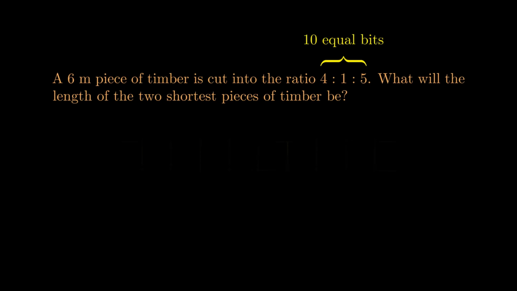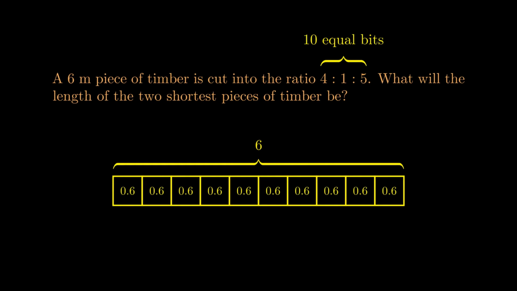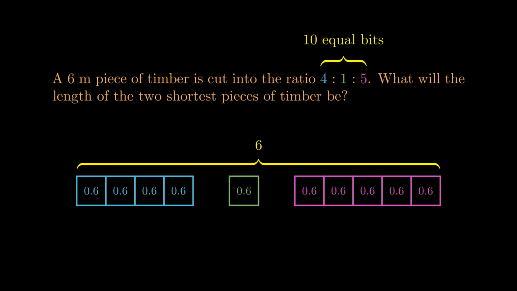So let's just start by having 10 equal bits already to begin with, okay, and then we'll split them off later on. We know the whole thing is 6 meters long, so we can put that there. And dividing the whole 6 meters by 10 means that each little bit is going to be 0.6 meters. Now, the ratio we're targeting is 4:1:5, and so we should split off the bits like that. All right, we have 4 blue bits, 1 green bit, 5 pink bits.